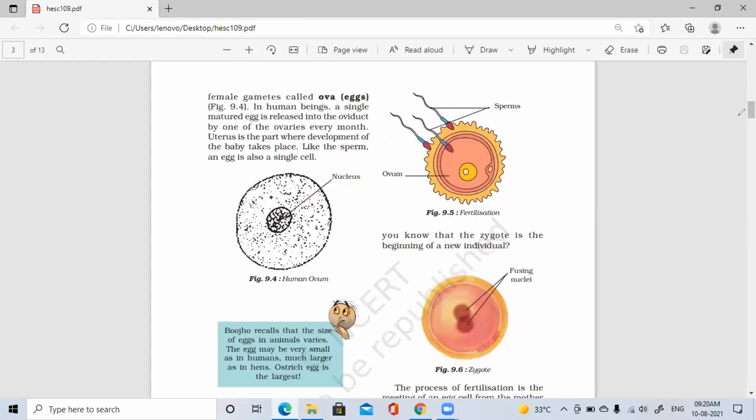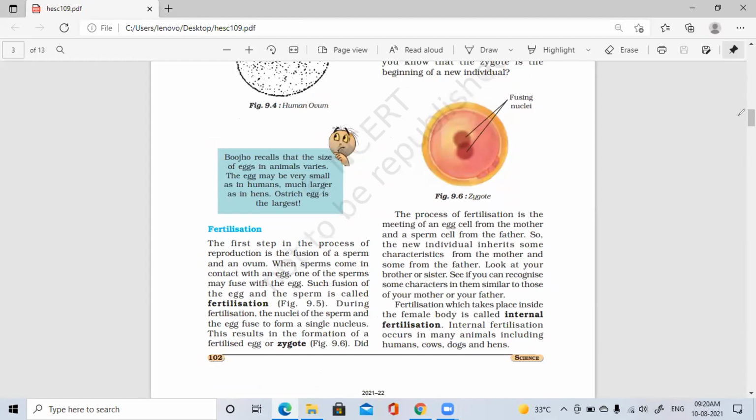You can see here sperm entering the egg, the ovum. Then they will fertilize. This picture shows the fusing nuclei. You can see the fusing nuclei are there, right?